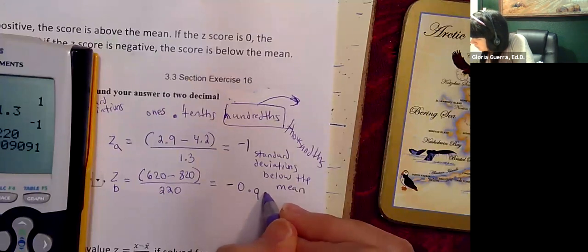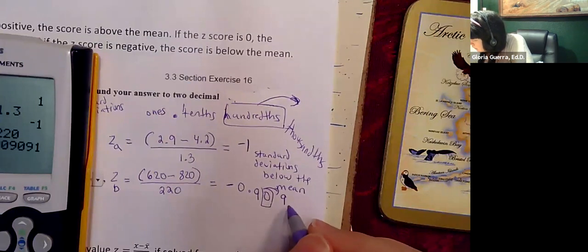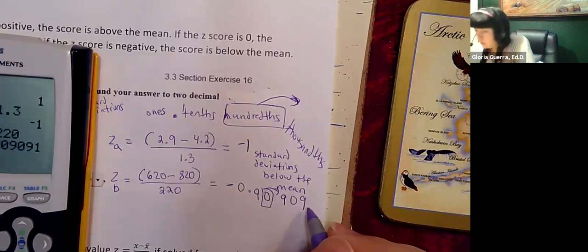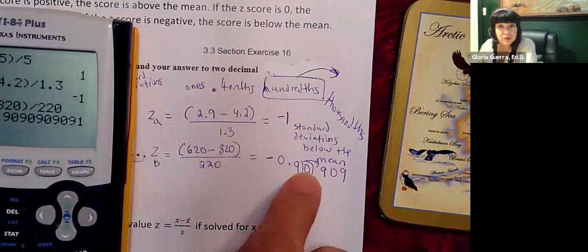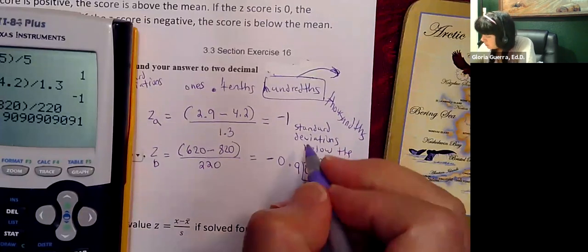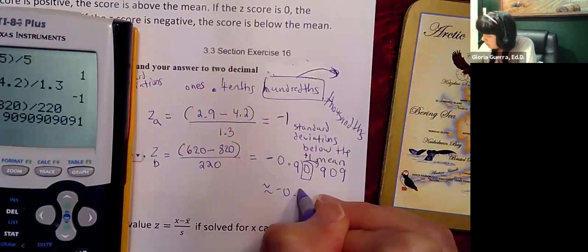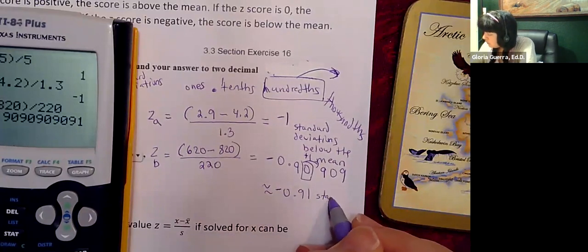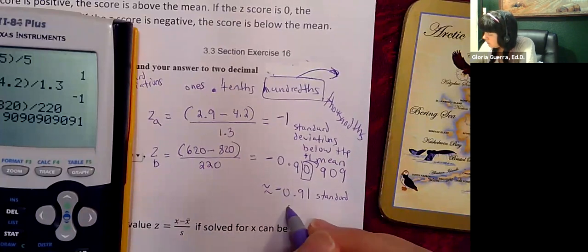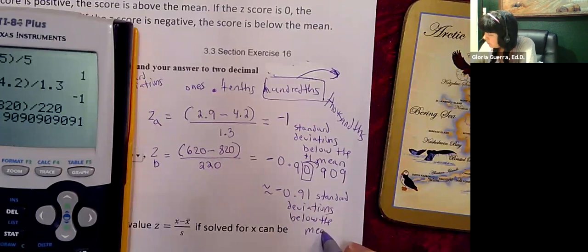9, 0. Look at the neighbor, which is 9. And I'll put a few others, but we don't really need all those. But here's 2 decimal places, tens, hundreds. Look at the neighbor. Is it 5 or more? Yes. So add 1 to that box digit. So we have about -0.91. And this is still negative, and it's standard deviations, and this one's below the mean because it's a negative, below the mean.